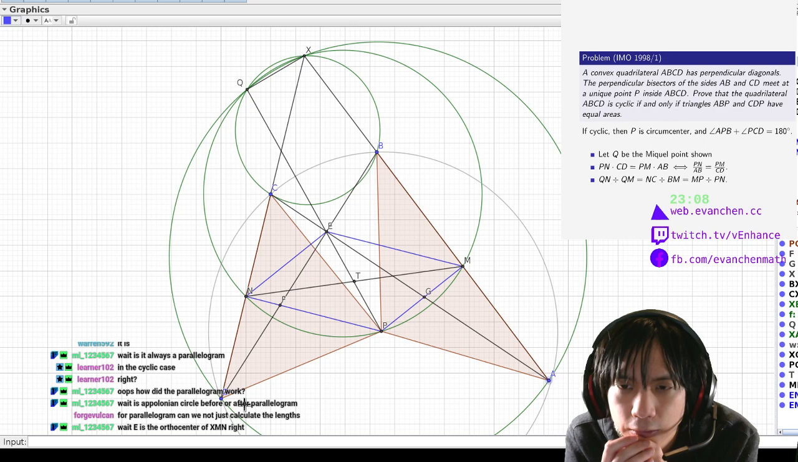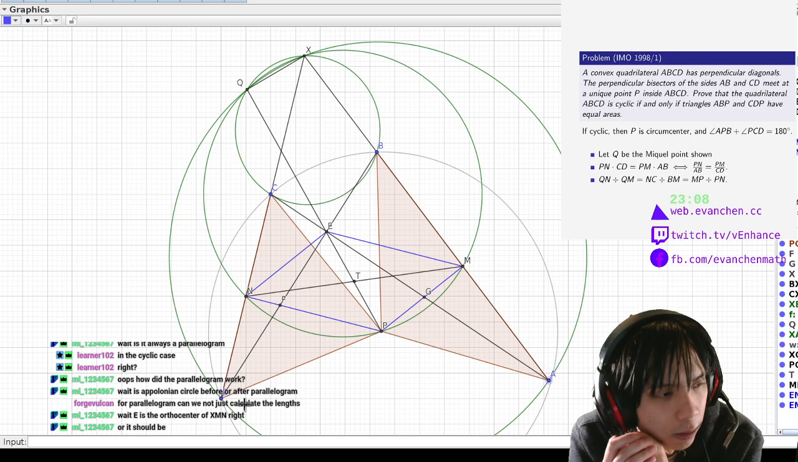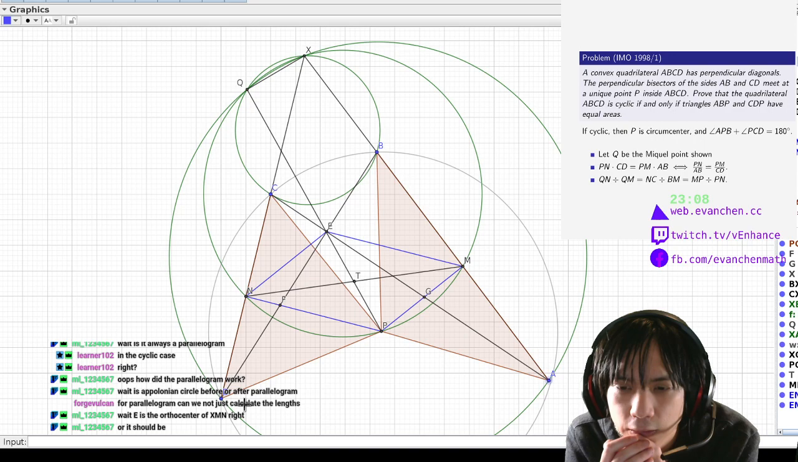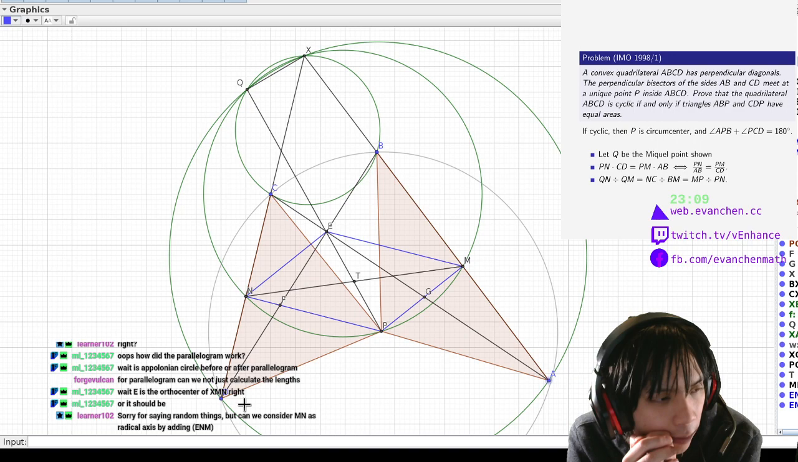The heck? I mean, a posteriori, yes. Is it true a priori? I agree it should be. Yeah. MN is the radical axis by adding E and M.